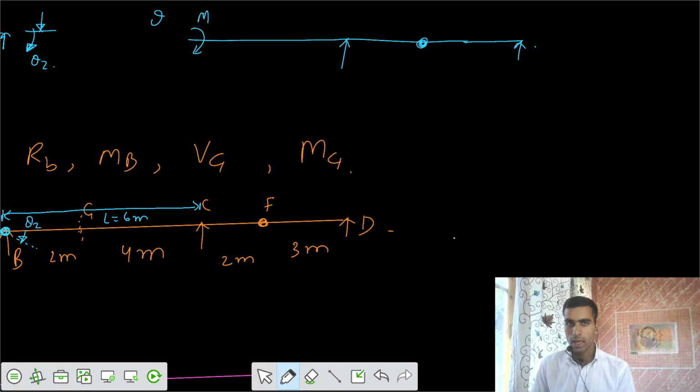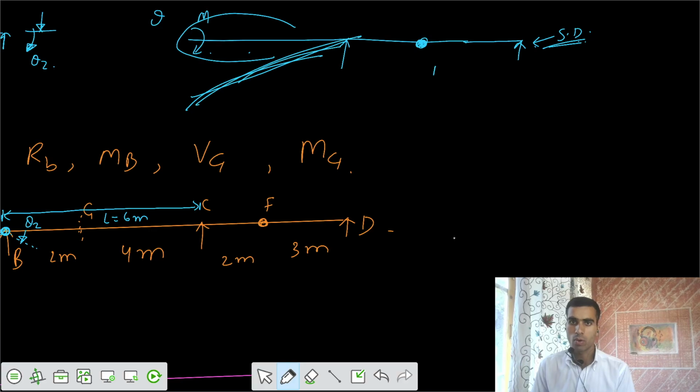Now if you apply theta in this part, do you think any curvature gets developed? Because your structure is still statically determinate, and whenever there is a moment, there is a curvature in the beam, because of the formula 1/r = M/EI = d²y/dx². Whenever there is moment, there is development of curvature. In this part, definitely a curvature is going to develop.